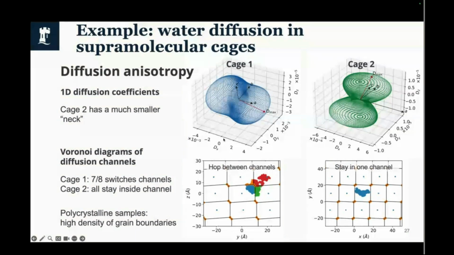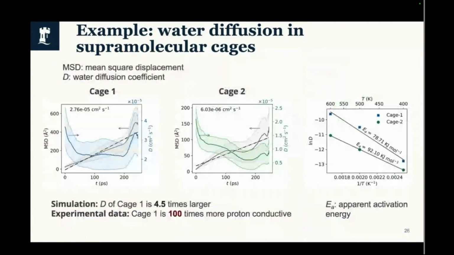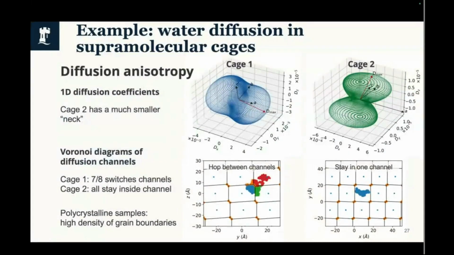That explains why, although we didn't see a huge difference in the average three-dimensional diffusion coefficients, experimentally cage 1 has a much larger diffusion coefficient. Also, considering the experimental measurement is based on a polycrystalline sample, there will be a high density of grain boundaries that can stop the diffusion from the direction with the highest diffusion coefficient.